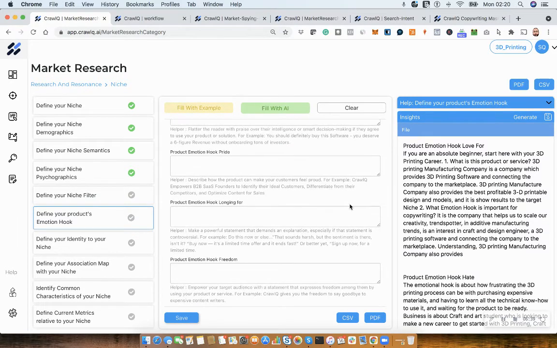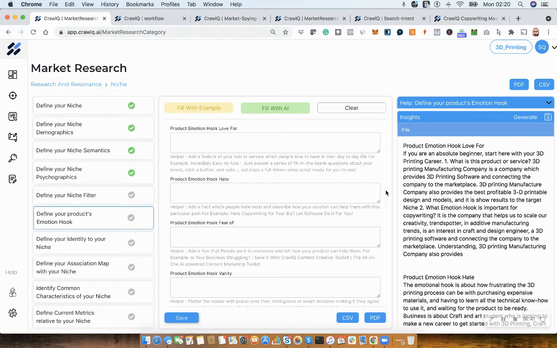Let's read this insight in this context. So, product emotional hook. For the company Yegi, who is targeting Chris, the product's emotional hook is: if you are an absolute beginner, start here with your 3D printing career. Chris is looking for a 3D printing career. He wanted to have his manufacturing plant. The emotional hook that Yegi as a company can use to attract this person is by saying, hey, if you are an absolute beginner, start here with your 3D printing career.